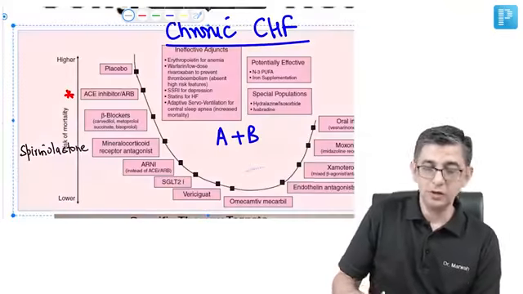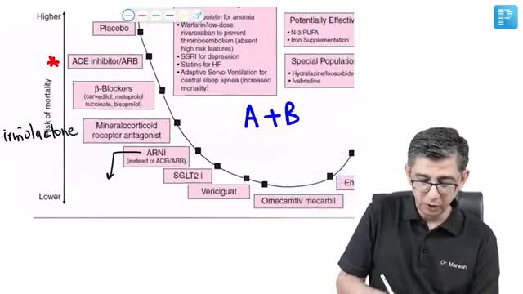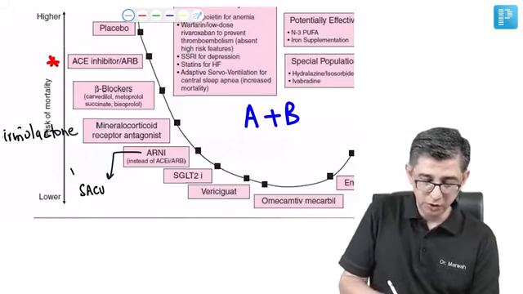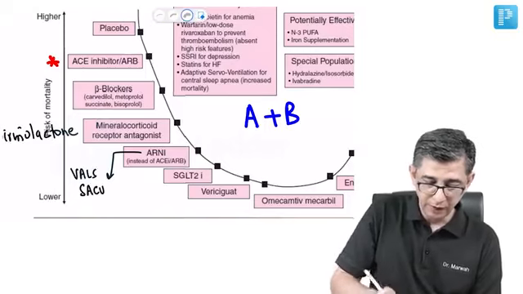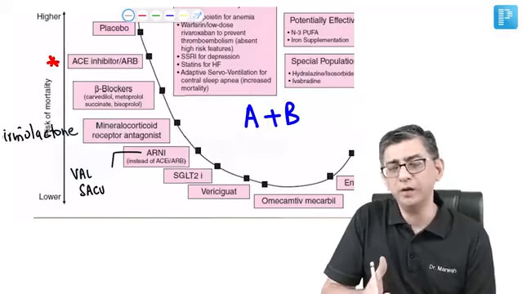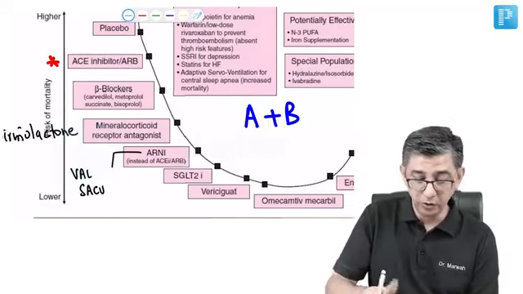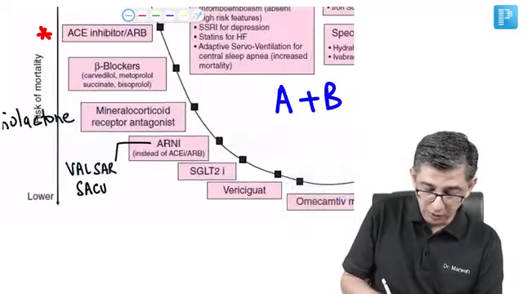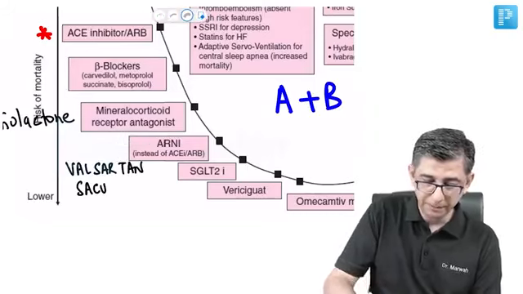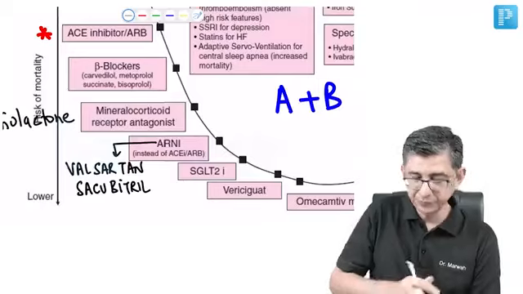Then he's also mentioned that instead of A plus B, you could also be using ARNI. ARNI would mean the use of sacubitril and valsartan. The logic behind the usage of sacubitril is that it will potentiate the effect of BNP, that is B-type natriuretic peptide. It will cause natriuresis, and if you have natriuresis, you have salt loss from the body. Along with salt, there would be water loss from the body also, so that will help the patient. So when it comes to ARNI, it's valsartan and sacubitril that would be used here.